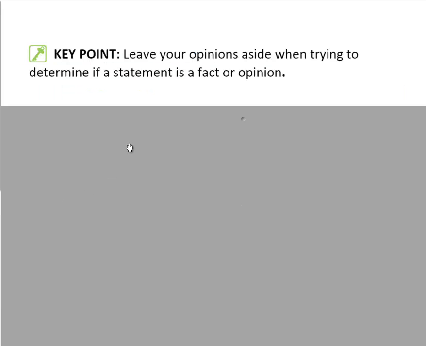Something you need to be careful of when it comes to fact and opinion is to make sure you leave your opinions aside. For instance, you may agree that Bradley Cooper is a fine actor, but that does not make the statement a fact. Remember, finest is one of those value words, and my opinion of what makes an actor fine could be different from yours. So that means there's no way of proving whether or not this is true.